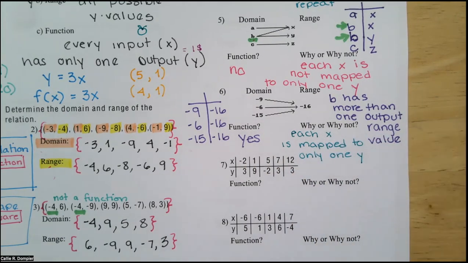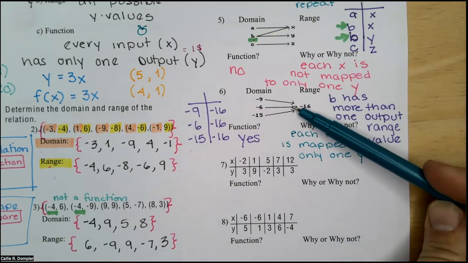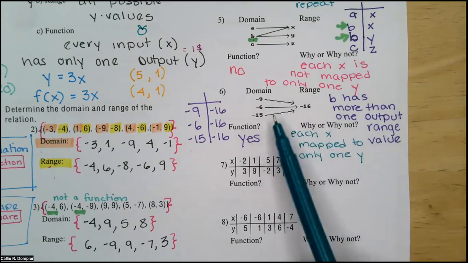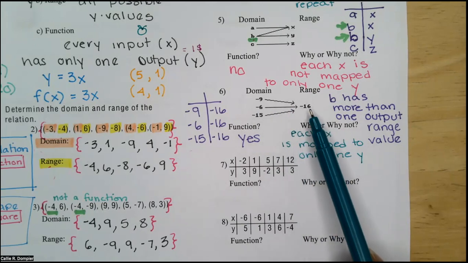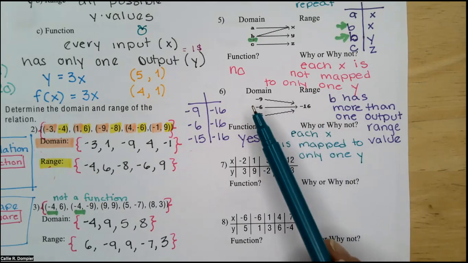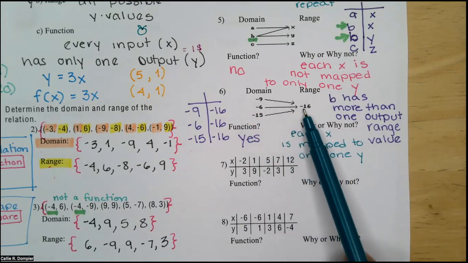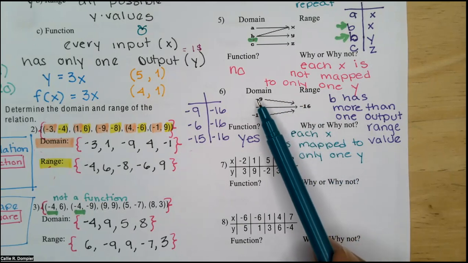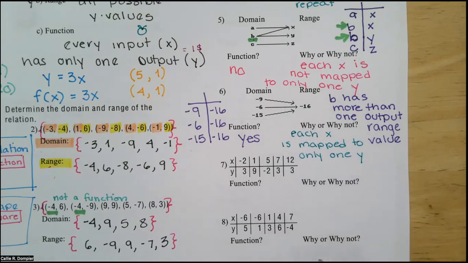It's okay that the Y is not mapped to a unique X, right? That this has three different X values. Maybe we're at the dollar store. -9 is worth the same amount as -6 as -15. What we don't want is for -9 to cost -16. Sometimes -9 costs 20, okay?